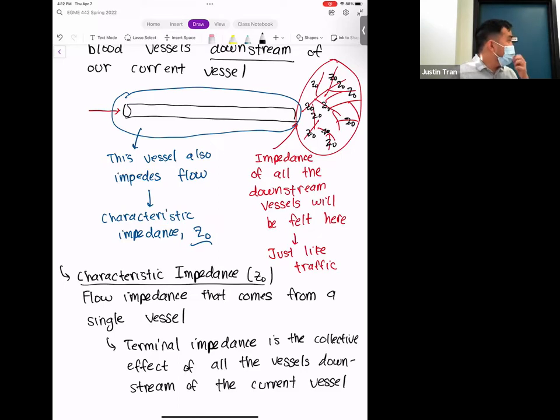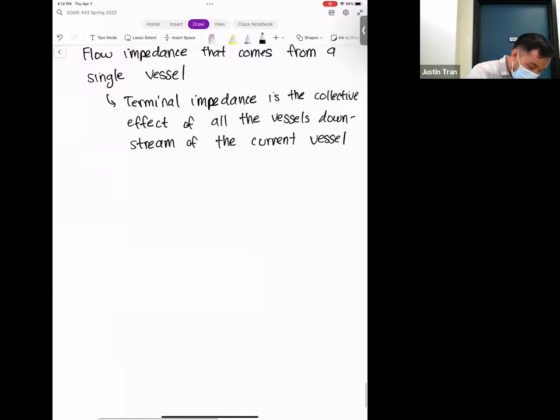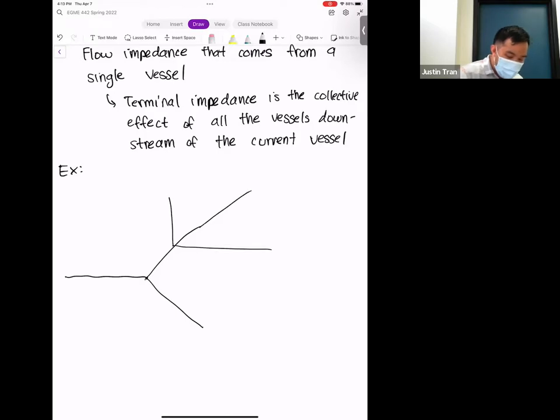All right. So I want to draw a picture of what this kind of looks like in a network, because these definitions can kind of slide depending on which areas of the network that you're looking at. Okay, so let me draw a relatively simple tree. Let's say that we have one vessel coming in, it's going to branch off, and these two are going to branch off. Okay. So this is a trifurcation.